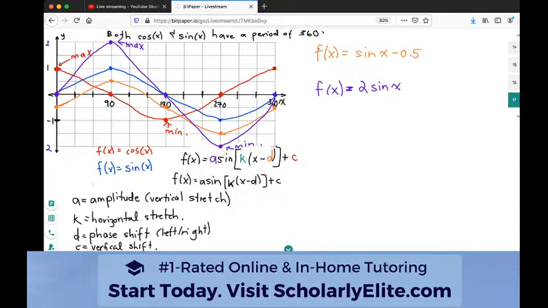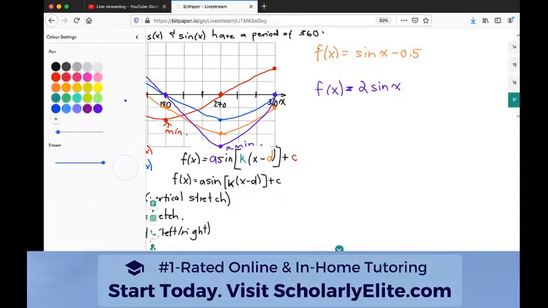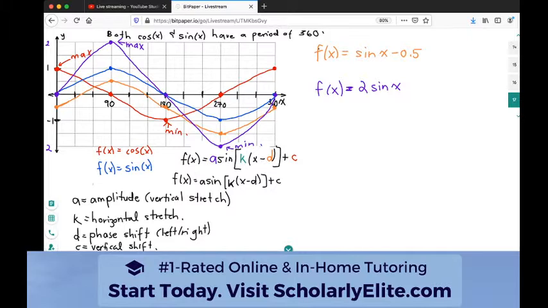Oh, thanks, Allison. That's a good question. So the cosine graph can move. I'll show you an example. So let's do an example for the cosine graph. That's a really good idea. So let's use the fuchsia that I've got here.